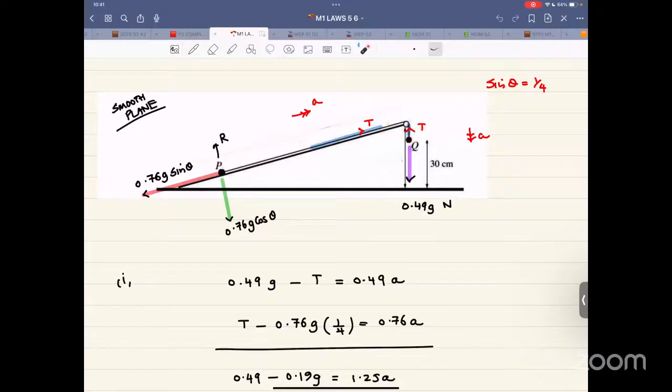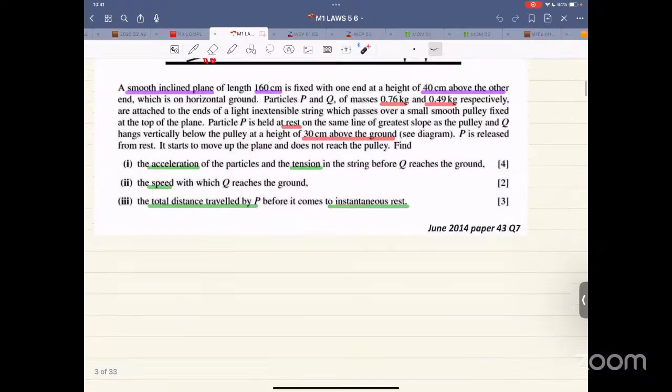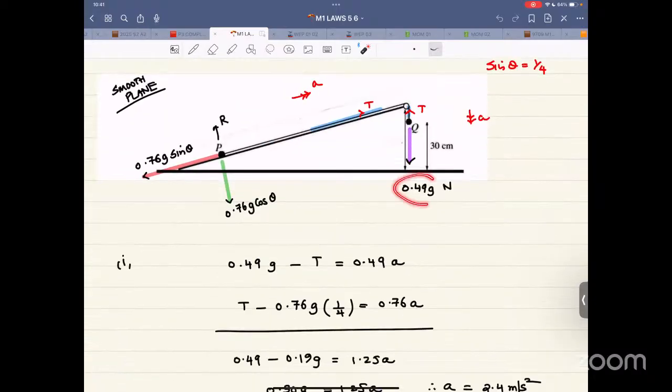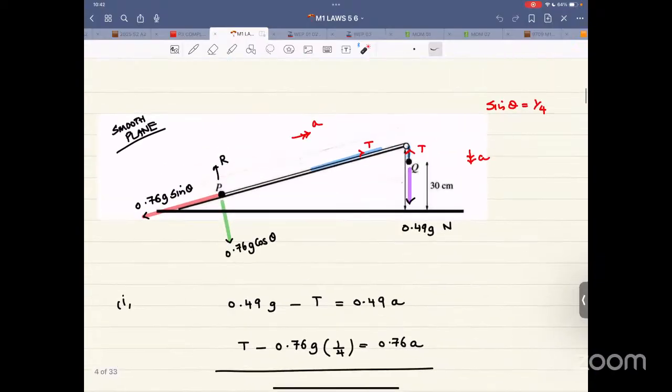Now, first of all, it says find the acceleration and tension before Q reaches the ground. So Q is going down, P is going up. So now 0.49 g minus tension is 0.49 a. Tension minus the weight component is mass into acceleration. And it's a smooth plane, so there is no friction. If there was friction, F max would also need to be subtracted. Very simple. We get acceleration as 2.4, plug in a in one of the equations, and you find T.